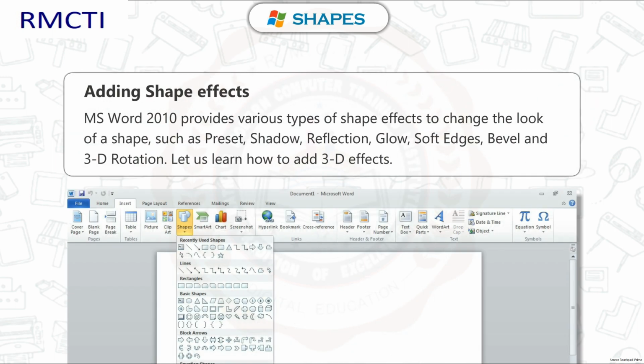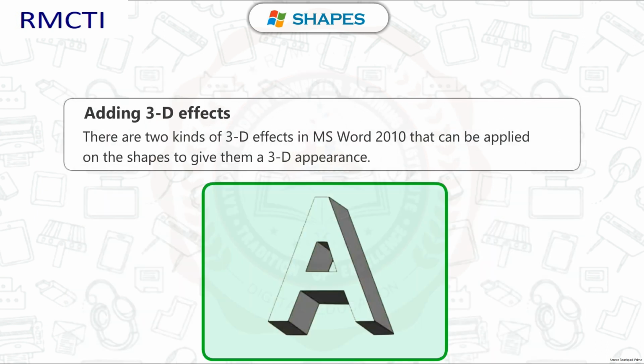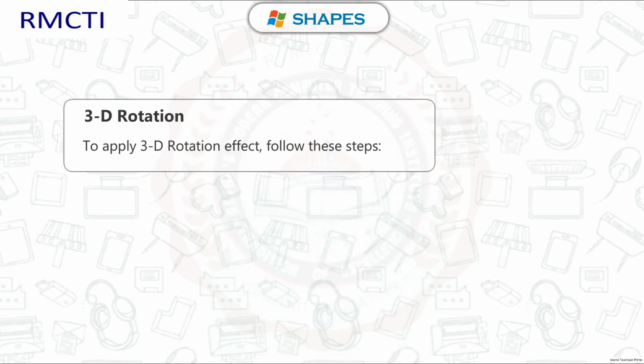Adding shape effects. MS Word 2010 provides various types of shape effects to change the look of a shape such as preset, shadow, reflection, glow, soft edges, bevel, and 3D rotation. Let us learn how to add 3D effects. Adding 3D effects. There are two kinds of 3D effects in MS Word 2010 that can be applied on the shapes to give them a 3D appearance.